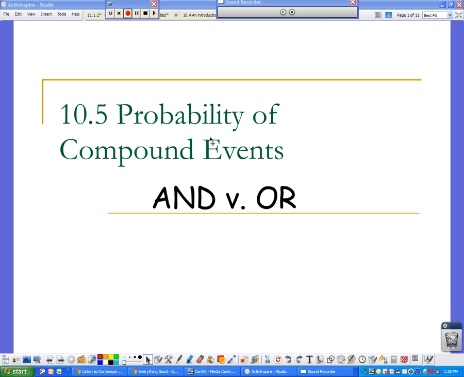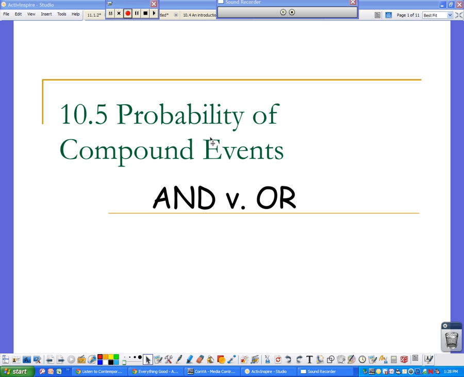All right, lesson 10.5 is the probability of compound events. And remember in the last lesson we talked about the difference between "and" and "or." "And" being when the probability of any event, as far as that goes, where both things have to be satisfied. Also, the word "or," you only have to satisfy one of them.